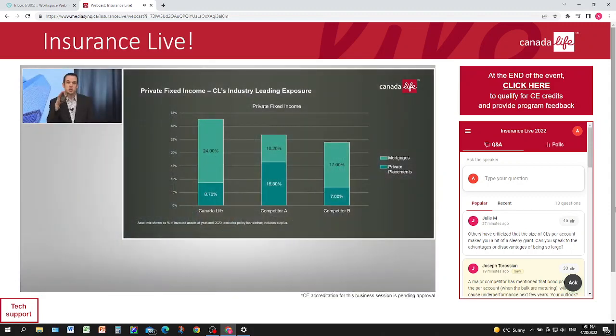Opportunities for sure on the private debt side. I would flag that even before this, Canada Life's PAR account already really does have industry-leading exposure to private fixed income as a whole. So certainly very exciting to see what this new global private debt team announcement will mean to further building out the private placement asset class specifically, and continuing to really drive us as leaders in the private fixed income space. So very exciting opportunity there, Raman.